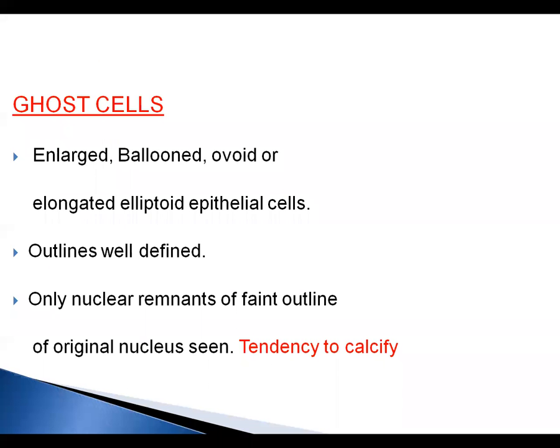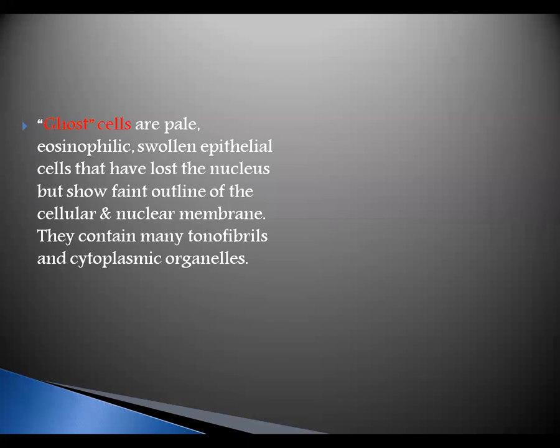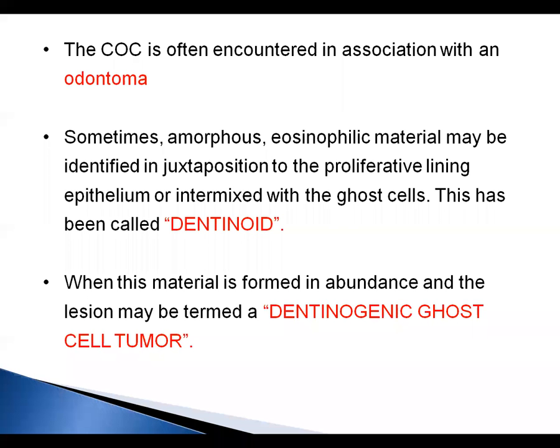A more important characteristic feature which can be seen in the calcifying odontogenic cyst is the ghost cells. These ghost cells are enlarged, balloon-shaped, ovoid or elongated elliptoid epithelial cells. The outline is well defined, and only nuclear remnants or a faint outline of the original nucleus can be seen. They have a tendency to calcify. So ghost cells are pale eosinophilic swollen epithelial cells that have lost the nucleus but show a faint outline of the cellular and nuclear membrane. They contain many chromofibrils and cytoplasmic organelles.